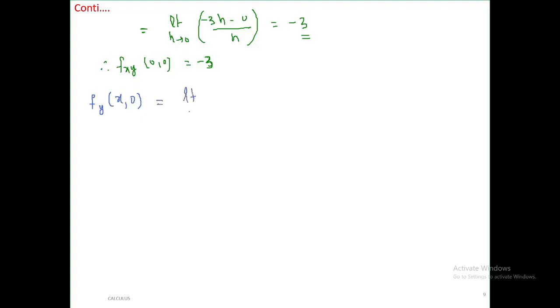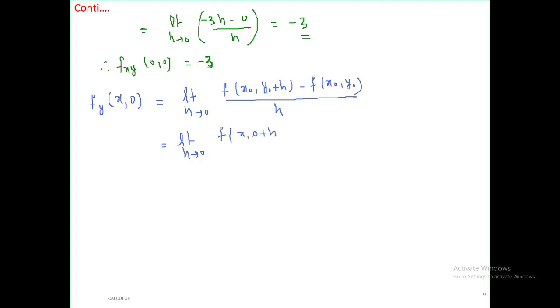By definition, limit h tends to 0, with variation in y: f of (x naught, y naught plus h) minus f of (x naught, y naught), upon h. Now instead of x naught you substitute x, and instead of y naught you substitute 0. So f of (x, 0 plus h) minus f of (x, 0), upon h.